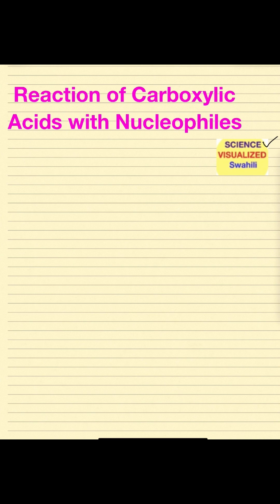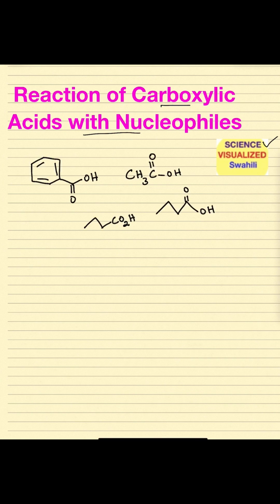And today we're looking at the reaction of carboxylic acids with nucleophiles. What are carboxylic acids? Carboxylic acids contain an alkyl group, which we will call R, a carbonyl compound here, so we'll call it carbon double bond oxygen, and an OH.